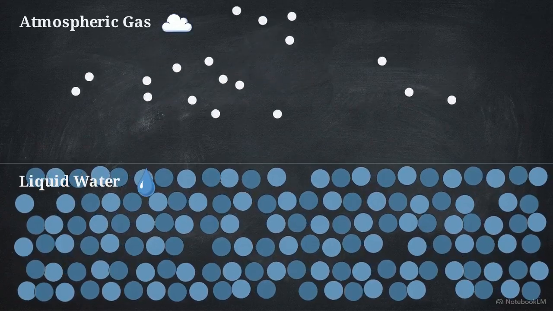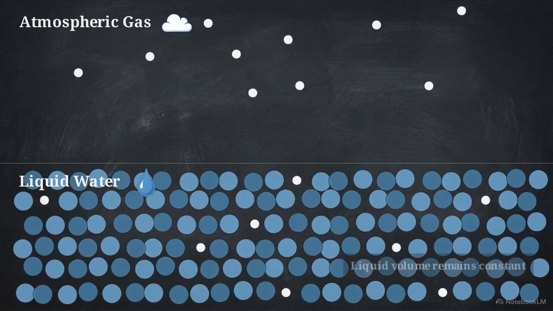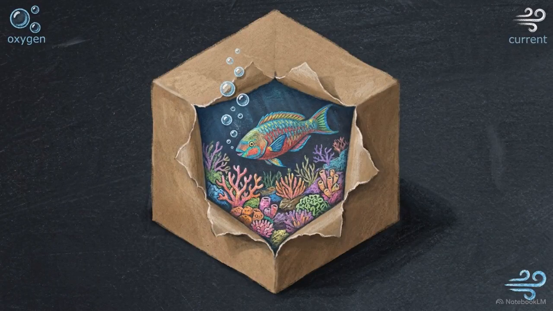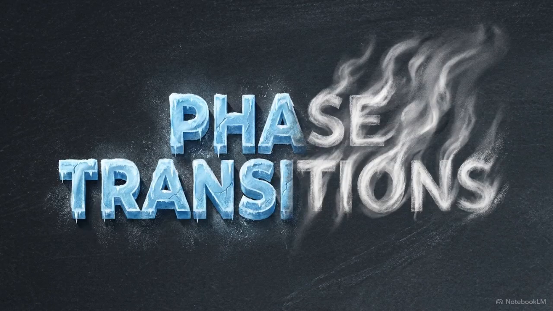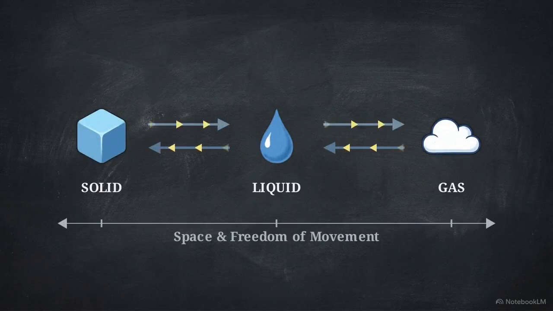Because gases are so diffuse, their particles easily slip into the spaces between liquid molecules. Atmospheric oxygen and carbon dioxide constantly dissolve into our oceans and rivers, providing the exact mechanism that aquatic animals rely on to breathe underwater. Solid, liquid, and gas are not permanent identities. They are merely temporary physical configurations, dictated entirely by how much space exists between the particles and how freely they can move.